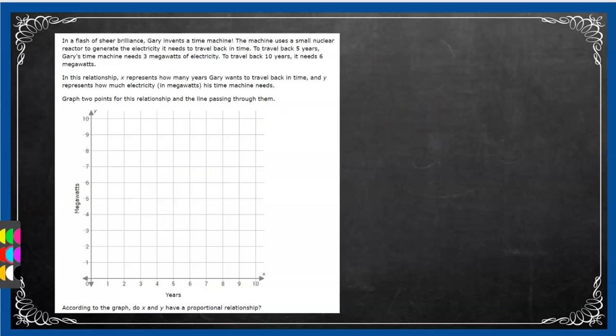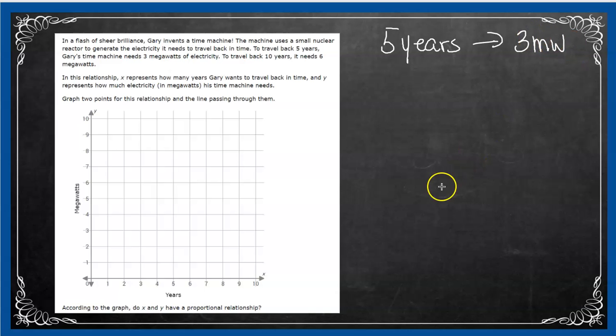Let's make a little note here. To travel 5 years takes 3 megawatts. 5 years takes 3, we'll abbreviate that, megawatts. And then 10 years is 6 megawatts. Just want to look at what we've been given. That's what we do in math.